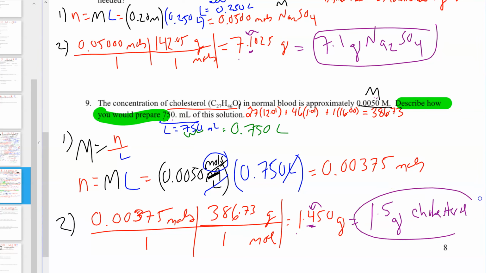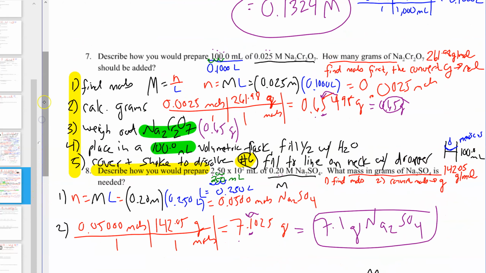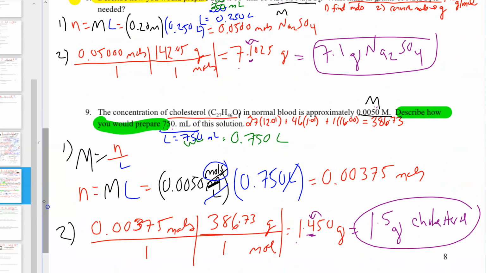Okay, same thing here. Pretend this says cholesterol. I'm not going to go through and describe how you prepare. You need to, though, summarize those 6 steps. Those are important. So we found out the moles. We know that we need 0.00375 moles. We convert that to grams. We need 1.5 grams of cholesterol. How do we make the dissolution? We measure that into the volumetric flask. We fill it halfway with water. We cover it, we shake it to dissolve, and then we fill up to that 750 line using an eyedropper to get that very last drop so that the meniscus is at eye level, just touching that line.